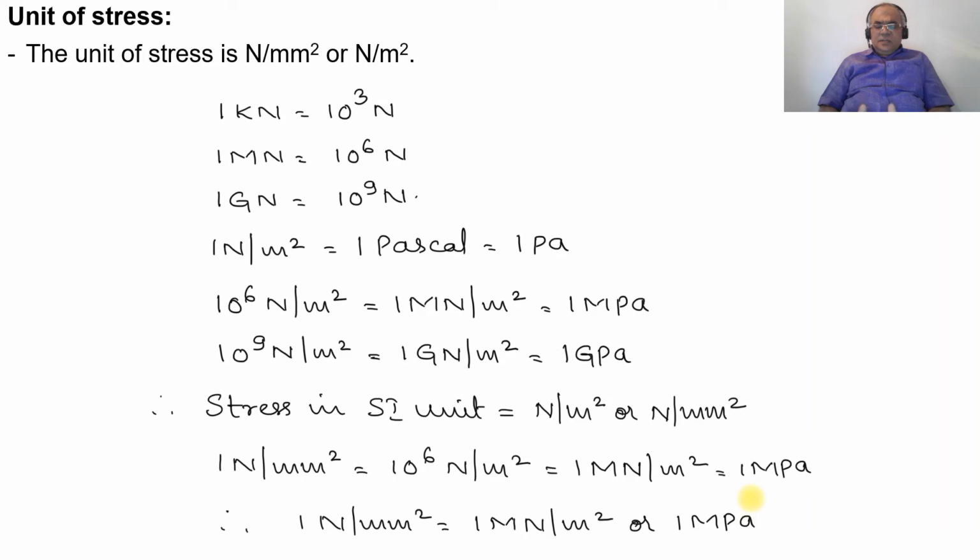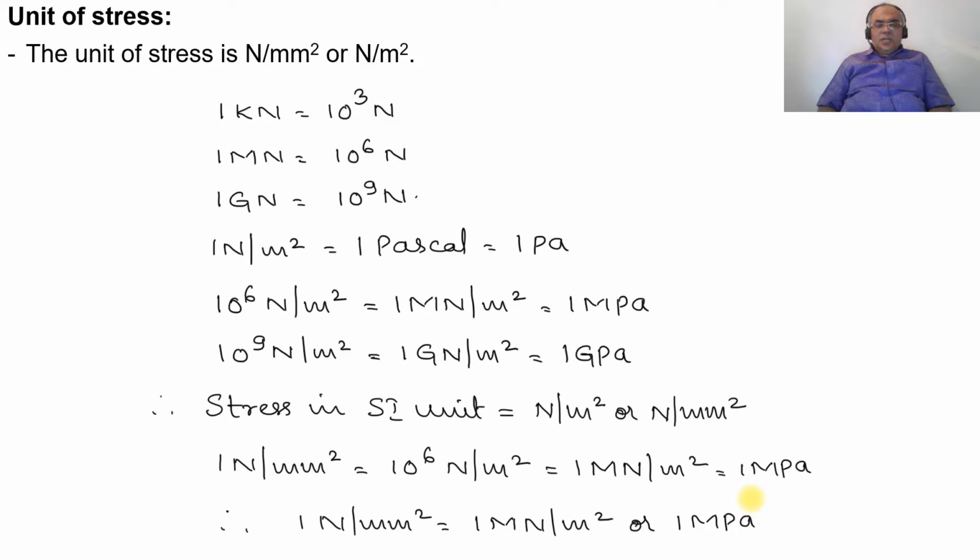So what is the unit of stress? It is defined as the ratio of the applied load or the applied force, which is P, over the area of cross-section. Since it is an area, we write it as mm square, or it can be Newton per meter square.